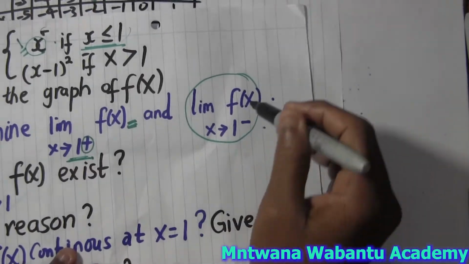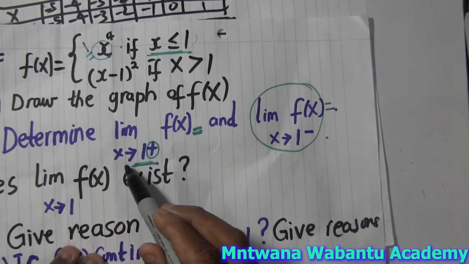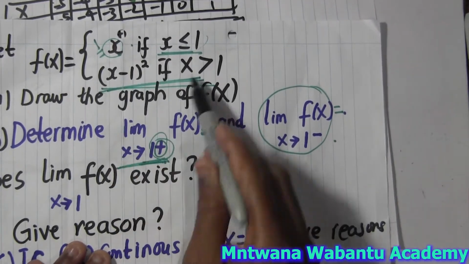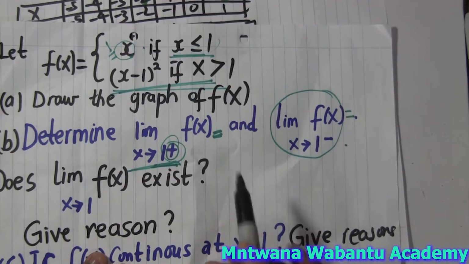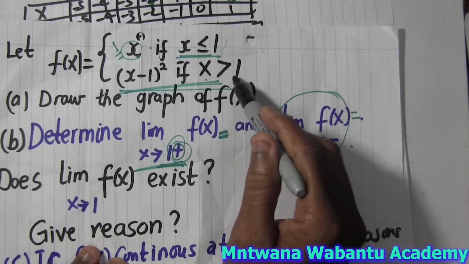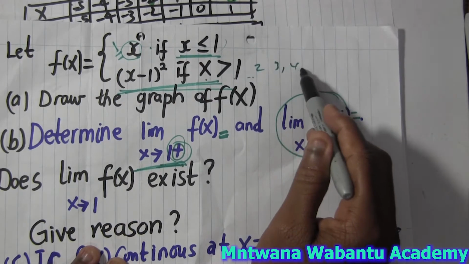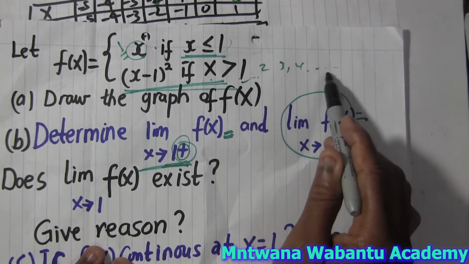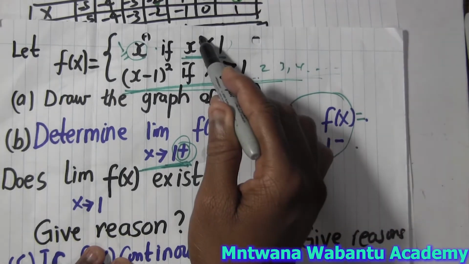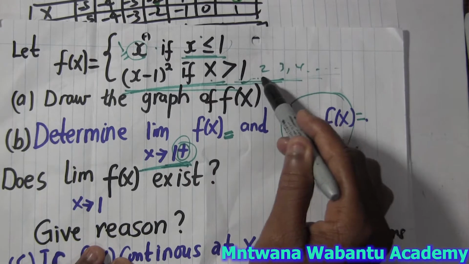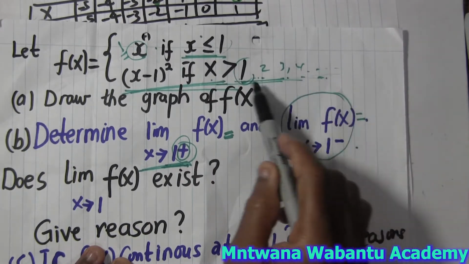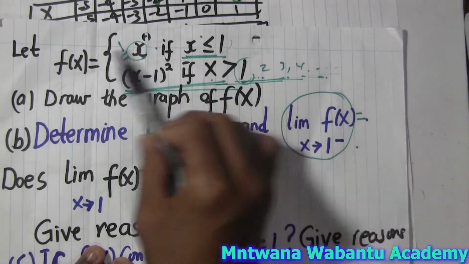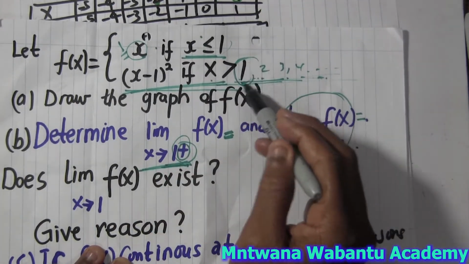So approaching 1 from the right has to use the second piece. Why? Because x is greater than 1, which means 2, 3, 4, 5, etc. So if you approach 1 from the right, you're coming from this group, not that one, because that one goes to the left. So you approach 1 from the right.